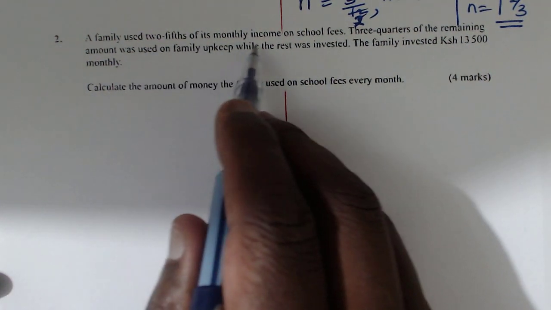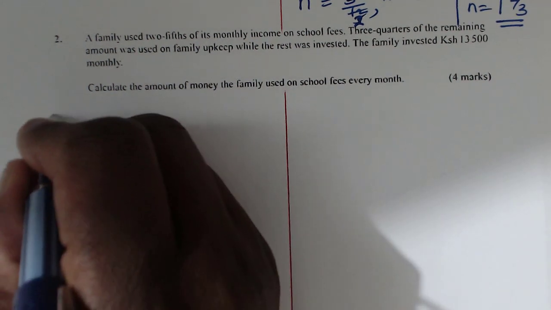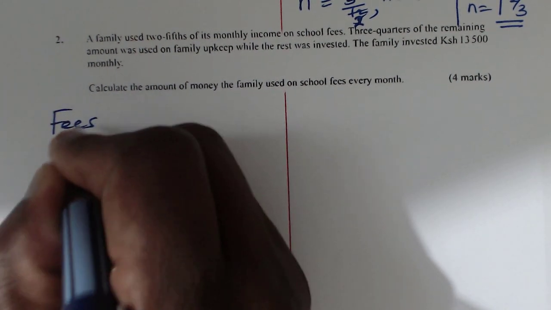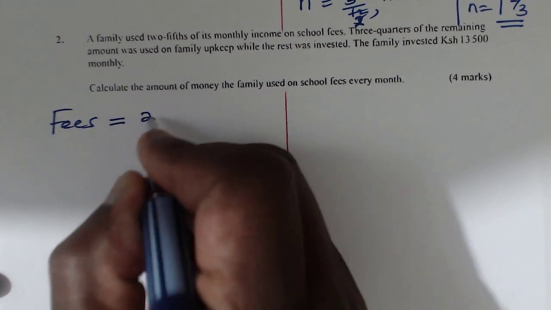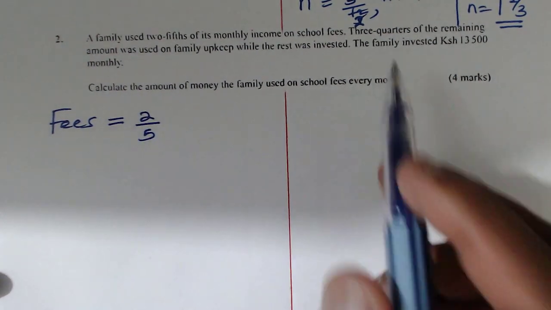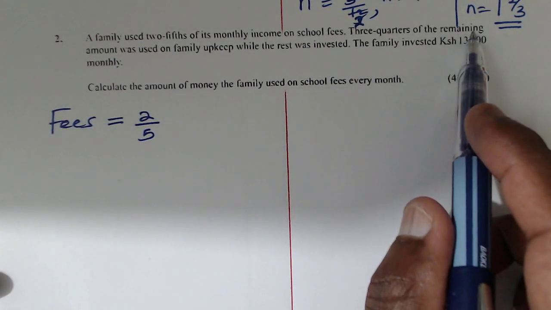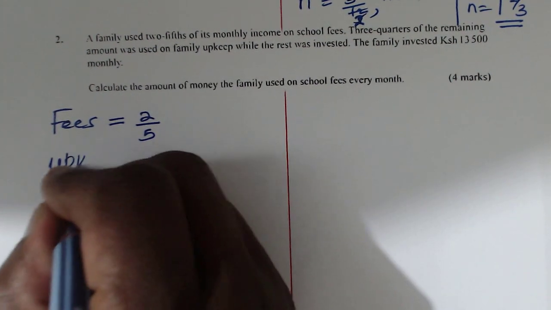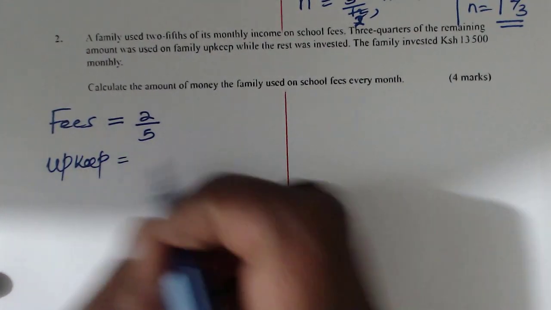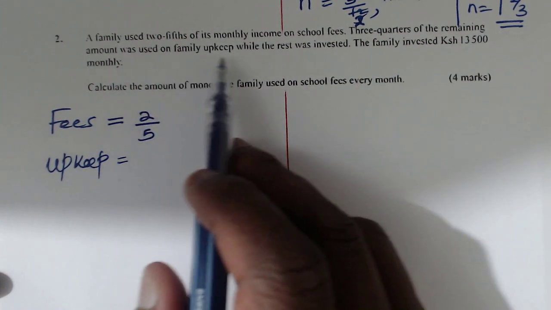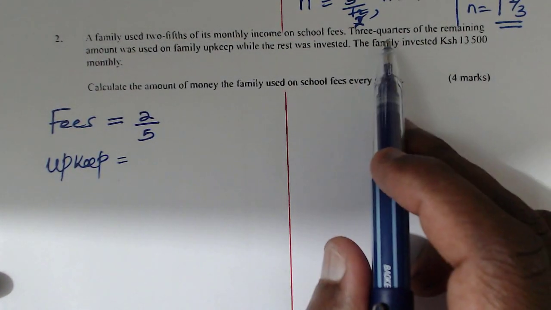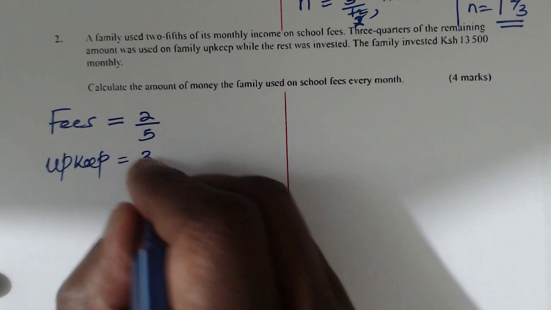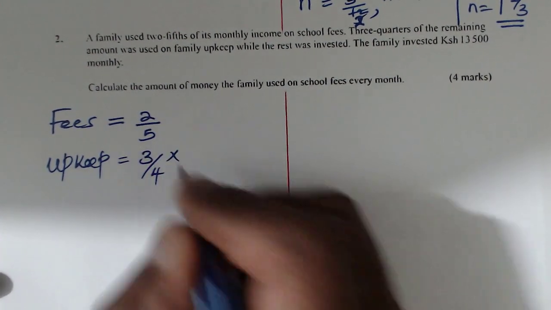Now the family used 2/5 of the monthly income on school fees. So for the school fees, that one is 2/5. That is the fraction used. Then 3/4 of the remaining amount was used on family upkeep. So for the upkeep, this one is 3/4 of the remaining amount.